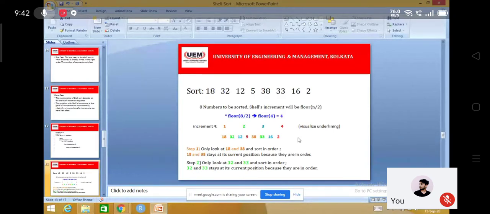And what is the next thing? Now you need to check the arrangement of each of the groups. So if you look at this 18 and 38, they are not in the same order. They are not in the same order.